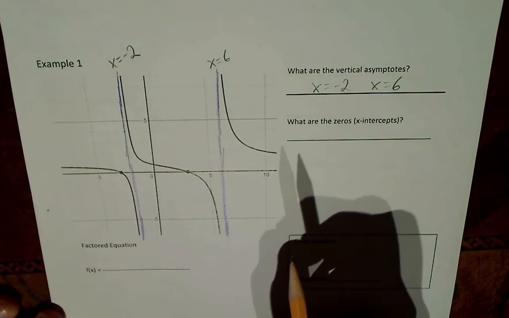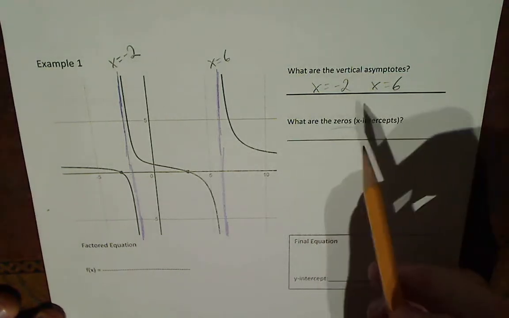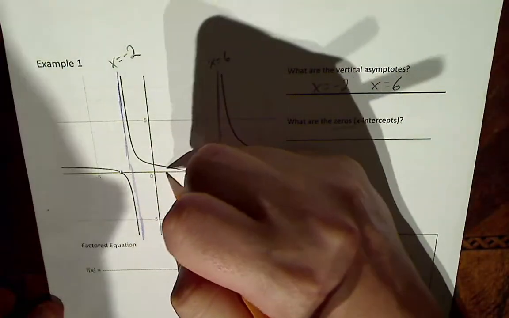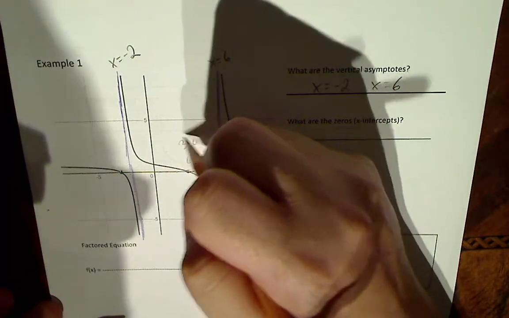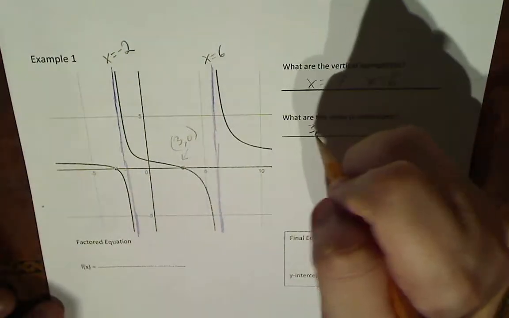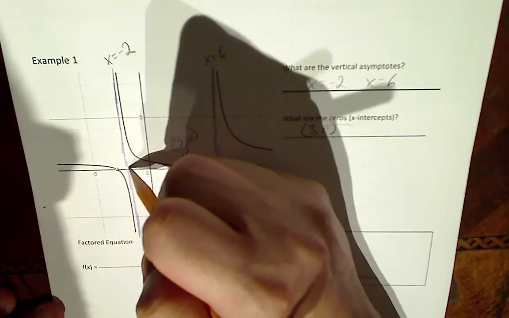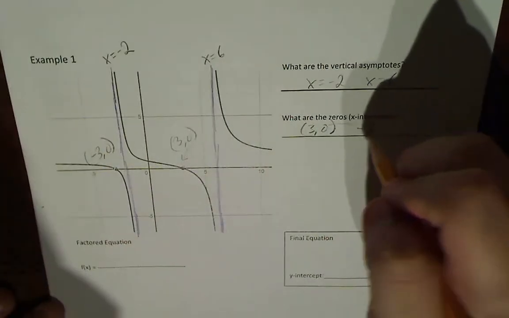Next thing I want to do is figure out my zeros or my x-intercepts. Well, I have one right here and I have one right here. This one looks like it's at (3, 0). This one looks like it's at (-3, 0).